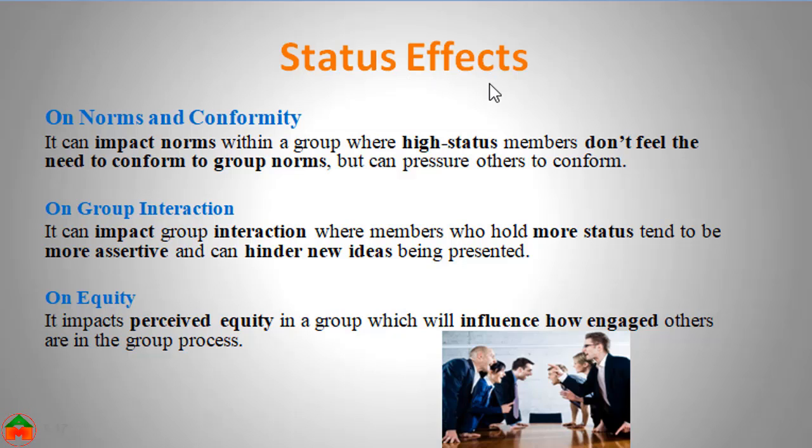Status can have effects on a number of things in groups. Firstly, it can impact norms within a group, where high status members don't feel the need to conform to the group norms but can pressure others to conform. The second effect is it can impact group interaction, where members who hold more status tend to be more assertive and can hinder new ideas being presented. And finally, status impacts perceived equity in a group, which will influence how engaged others are in the group process. So these are the effects that arise from the status of the group members.